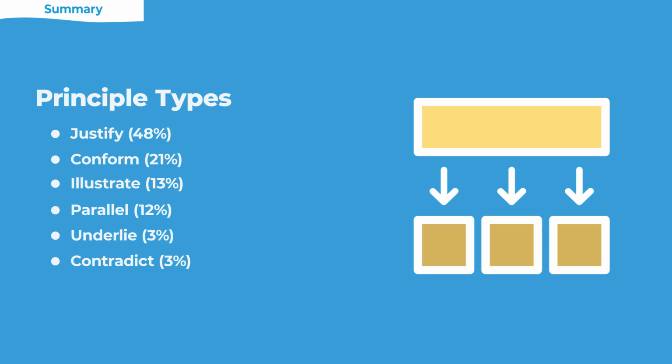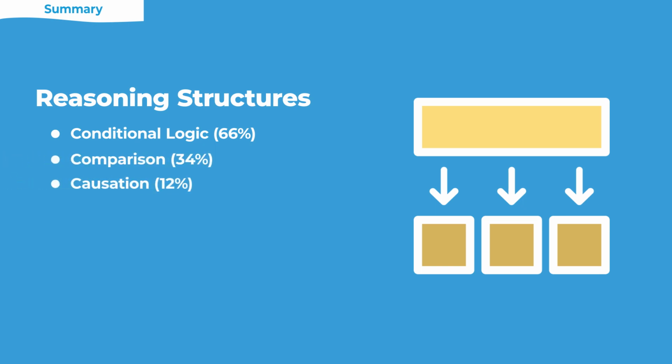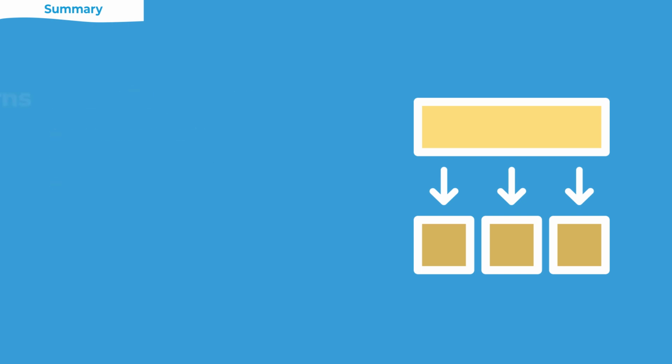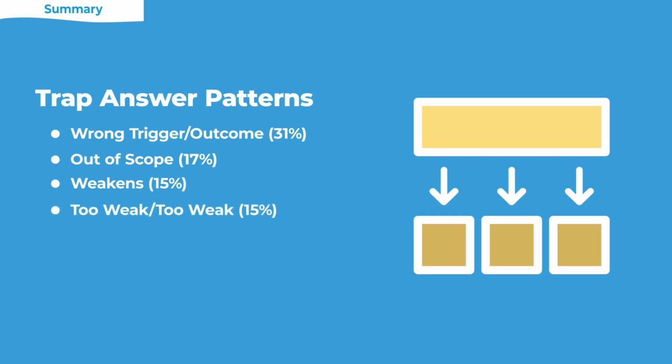When it comes to reasoning structures, in principal questions, 66% of them use conditional logic, 34% of them use comparison, and 12% of them use causal reasoning structures. The trap answer patterns to pay attention to: using wrong triggers or wrong outcome, out of scope, weakening the argument, having an answer choice that's either too weak or too strong, reversing or negating a conditional relationship or a principle, or contradicting statements as opposed to conforming to them.